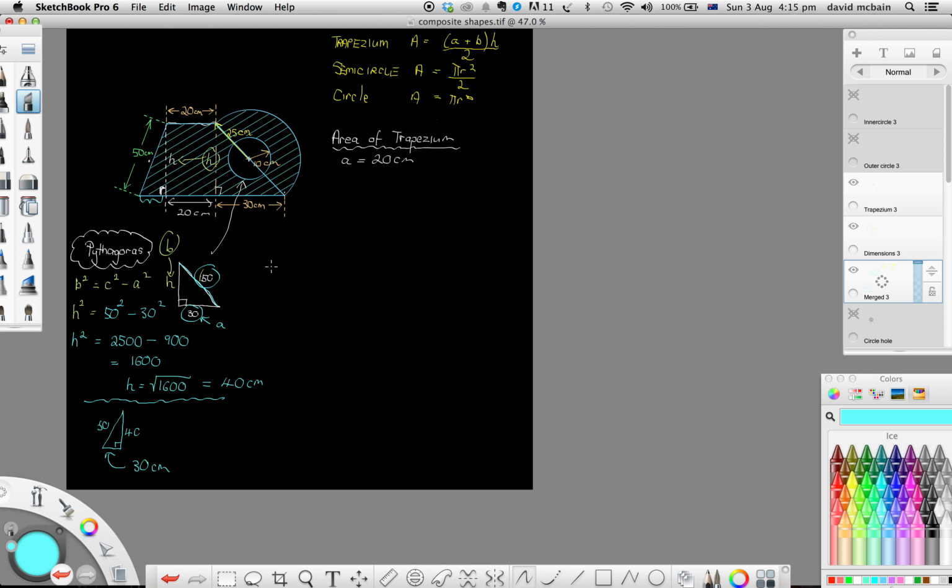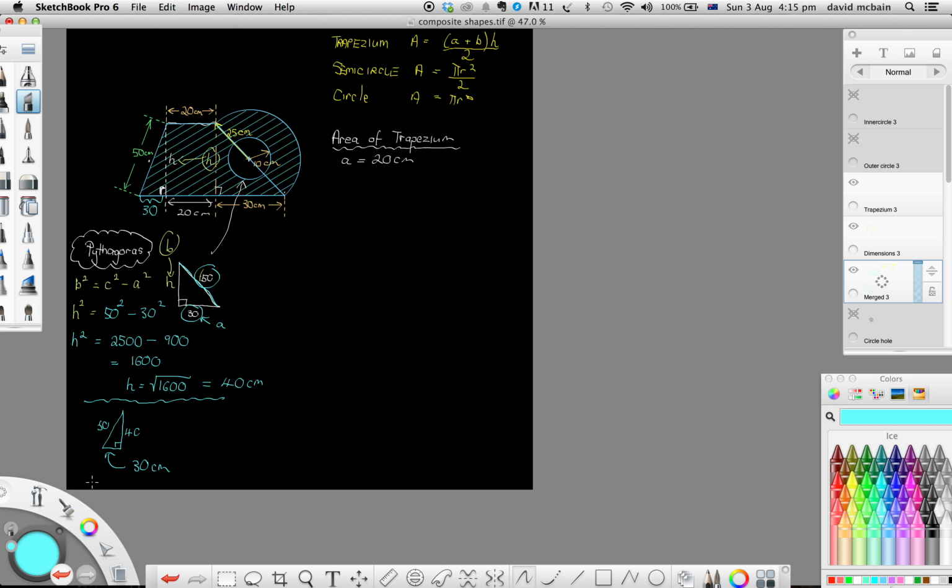Okay, now, one thing I've just noticed is that I tried to draw a fairly accurate diagram, but clearly that doesn't look like 30 centimeters. 30 centimeters is more like this. So my apologies, it was a bit of an error in my diagram, but never mind, these things happen. So we now know that that distance there is 30.